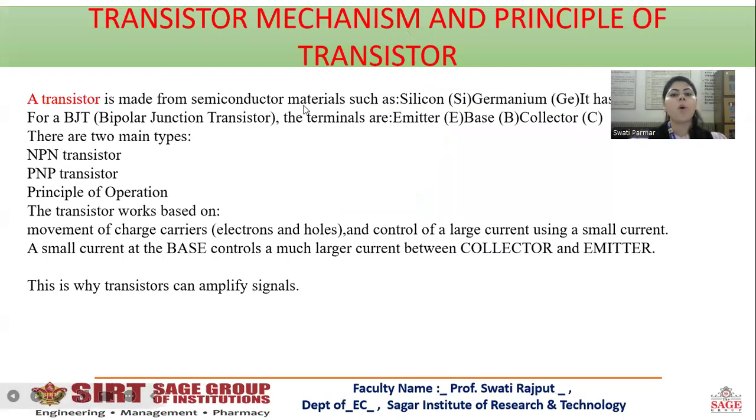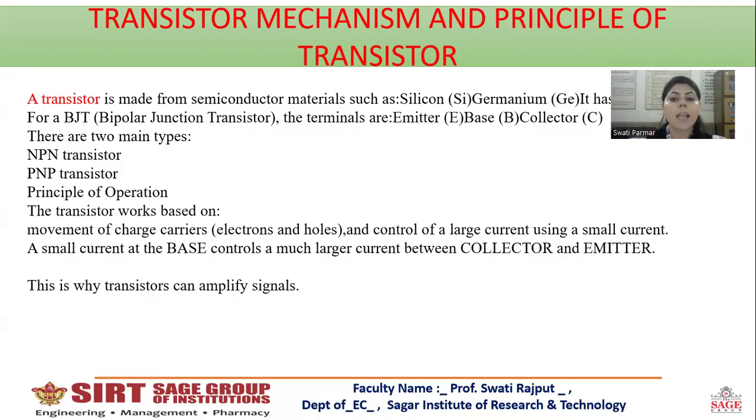Basically, you all know what a transistor is and its mechanism and principle. In last lecture 1, I explained its types, NPN and PNP, its working, and how a transistor works. So in short, a transistor is a semiconductor material. It can be silicon or germanium, and it has 3 terminals.